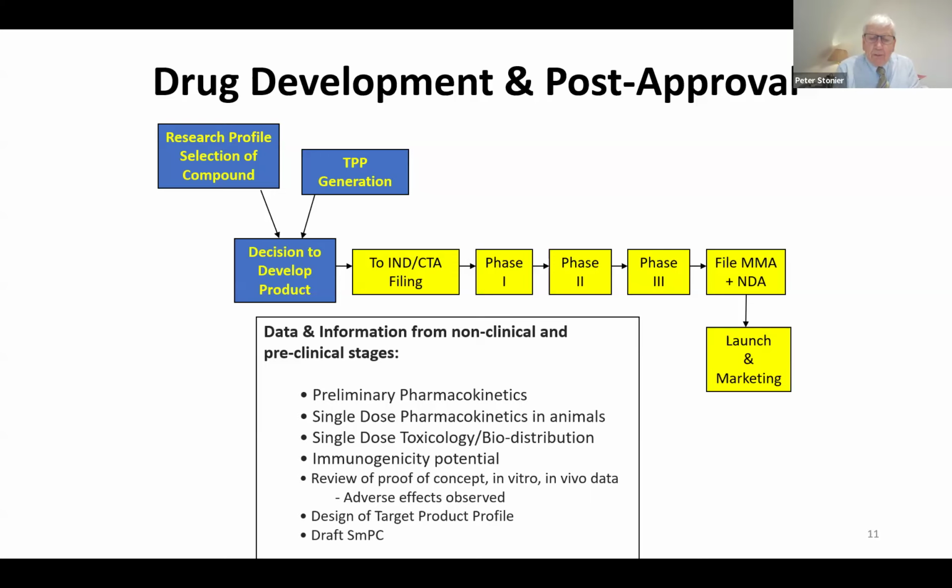And we then have review of proof of concept and in vitro and in vivo data and adverse effects observed from the animal work. And we have the design of the target product profile, which is best done at this early stage. And we also have the production of the draft summary of product characteristics, which will detail some of the potential safety issues.